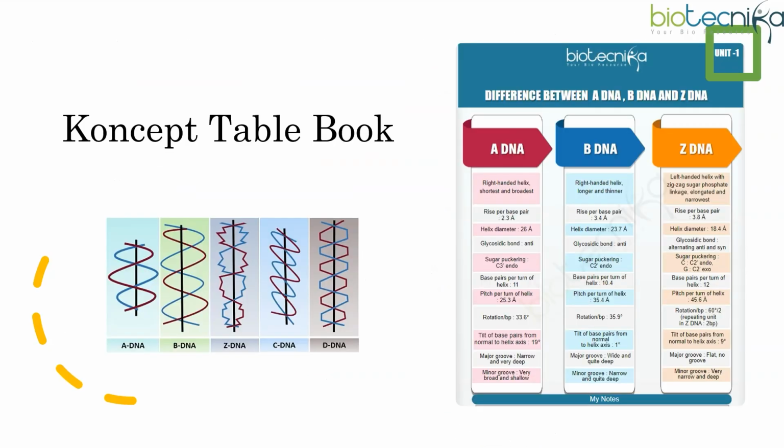Then I just wanted to make sure that you are aware of this concept table book. You can see here, this is one of Biotechnica's revision tools, where A, B and Z DNA, the different classifications are given. It is a book where such comparison tables are made with all the details. As we just saw, A DNA is anti-conformation, B DNA is anti. So this is a very good resource for revision once you have prepared your topics. Then I just said we have alternating syn and anti and endo and exo. All this we have, right?